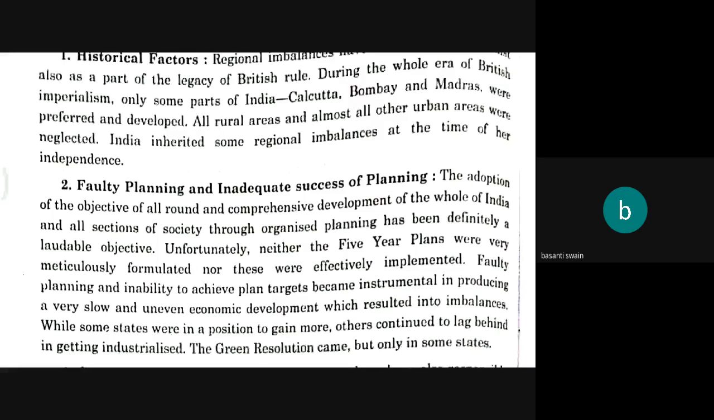While some states were in a position to gain more, others continued to lag behind in getting industrialized.